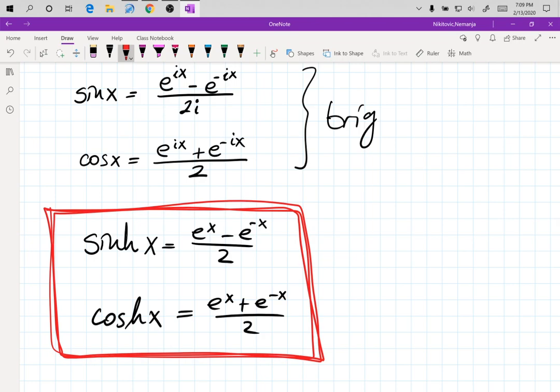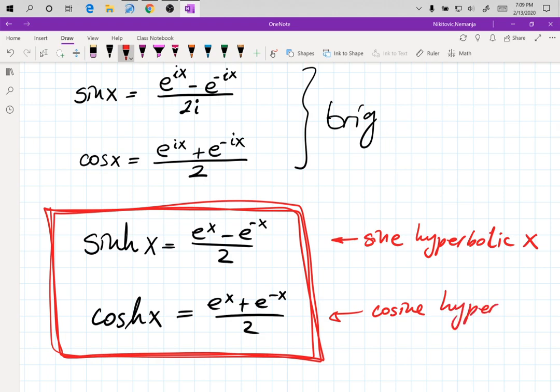So, these are your definitions for sine hyperbolic x and cosine hyperbolic x. That's the way you read them. Good. 2 out of 6 done.